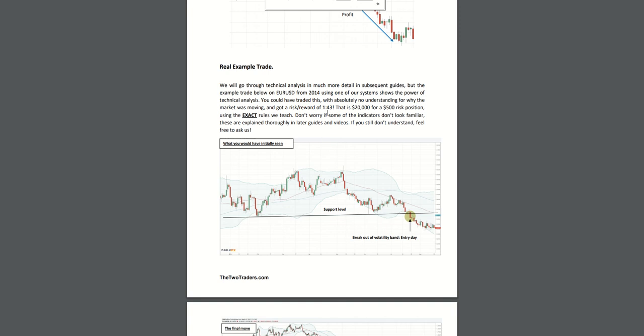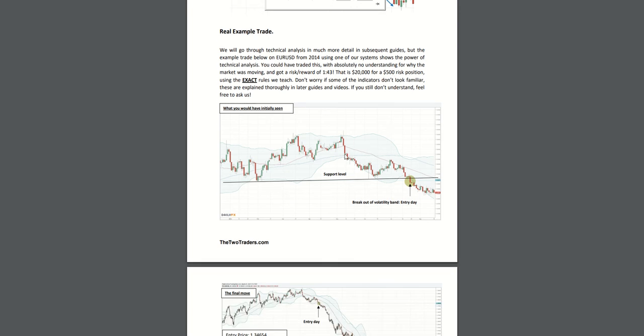What we're finding here is you're getting a good risk to reward. You're going to find out about risk to reward as you go through our course as well, of 1 to 43. So $20,000 for a $500 risk. Let's have a little look at what's gone on here.